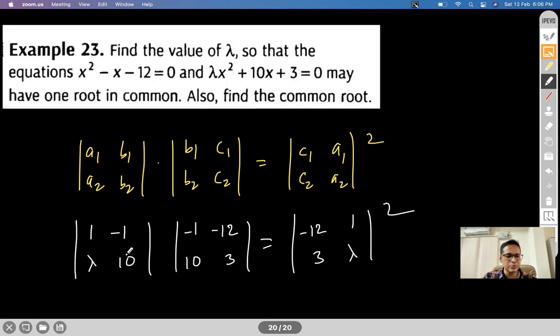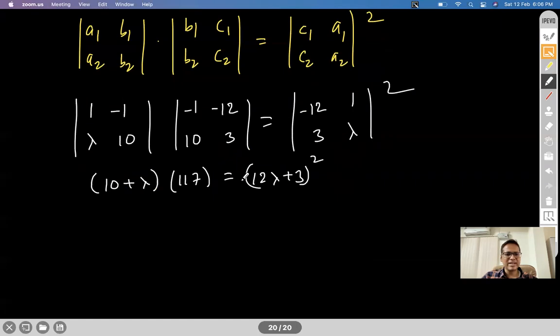On simplification, this gives you 10 plus lambda, and this is going to be minus 310 is minus 117, plus 117. This will be 12 lambda plus 3 the whole square. Let's simplify it. Let's collect the lambda square coefficients. Lambda square coefficients will be 144 minus 117, which is going to be 16. Correct? Am I missing any important thing here?